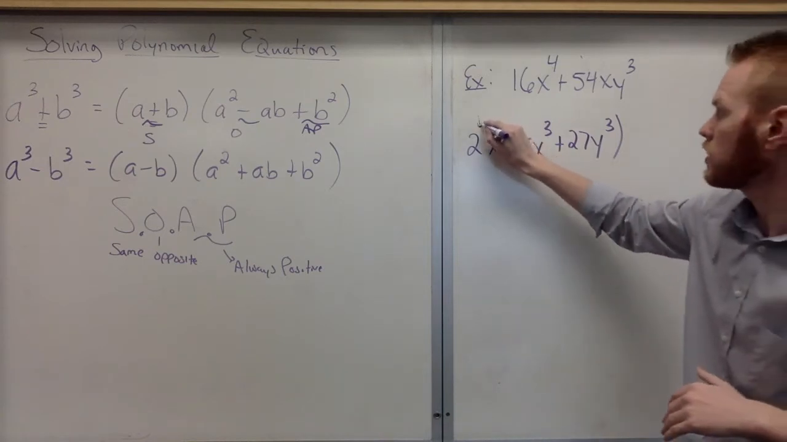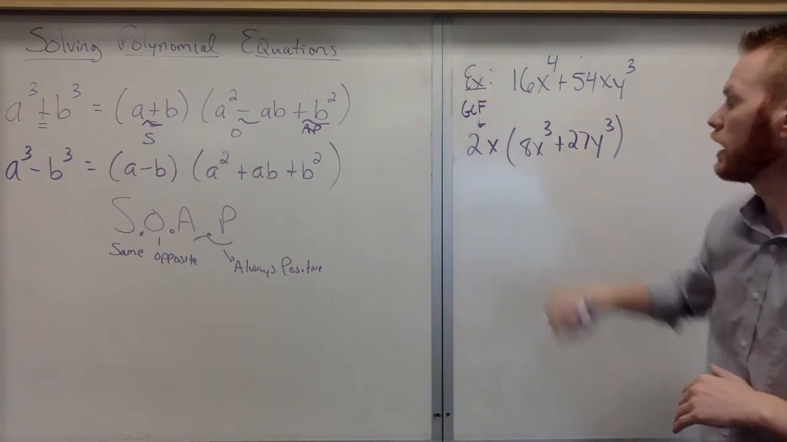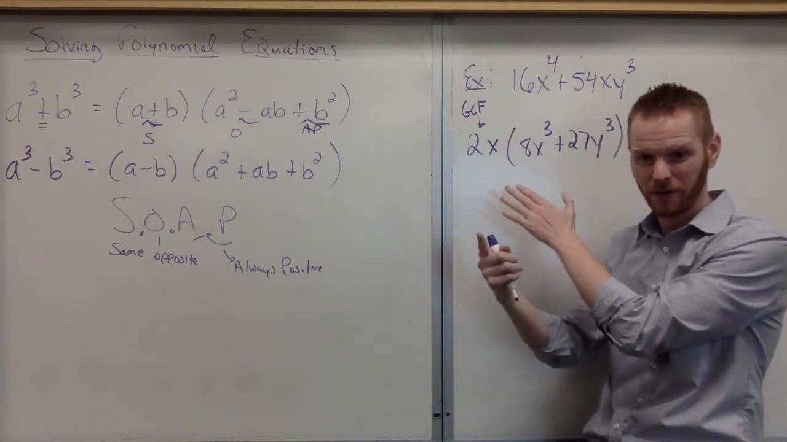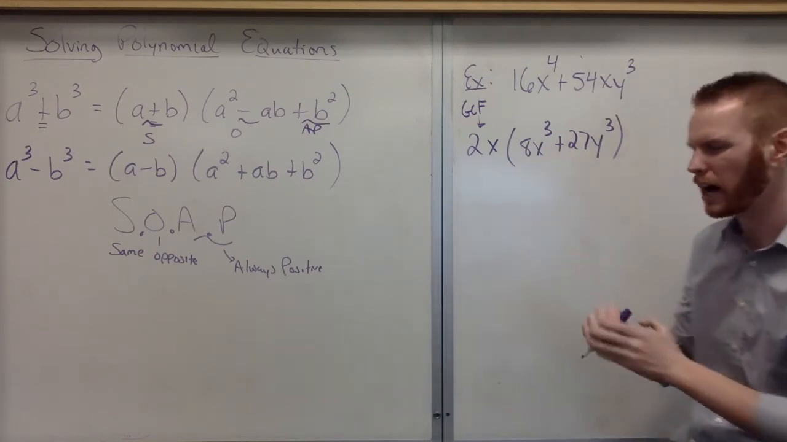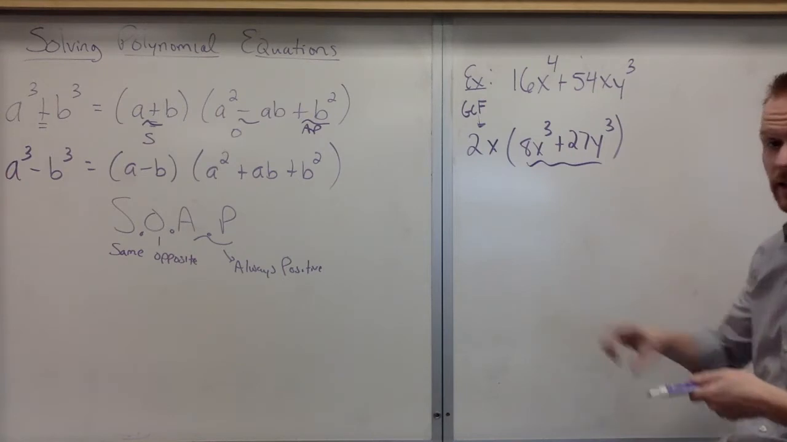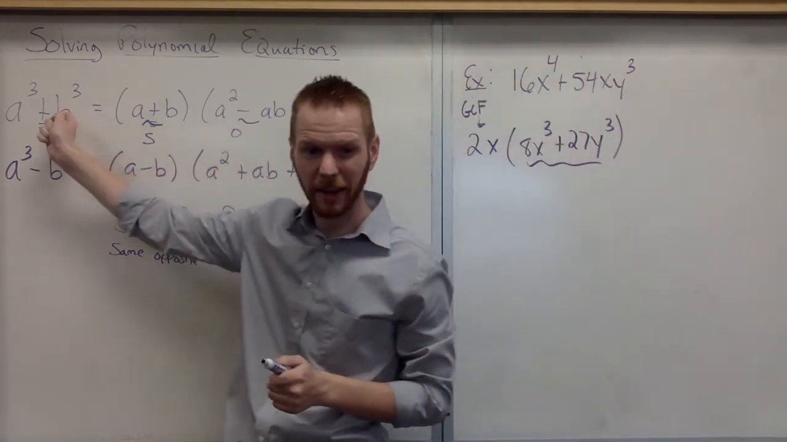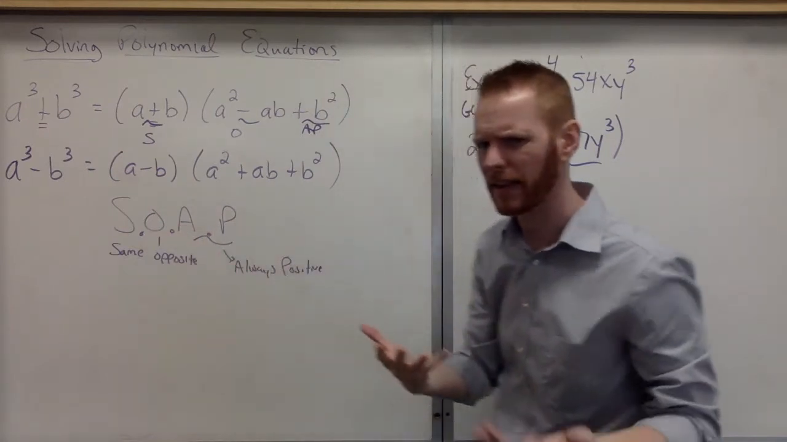Now, so this guy's my GCF. And to be honest with you, it's just going to come along for the ride. I'm not going to use it anymore. So you could ignore it for right now. This part right here, this is a sum of cubes. It's this guy right there. Okay, now what do I mean by that? How do I know it?